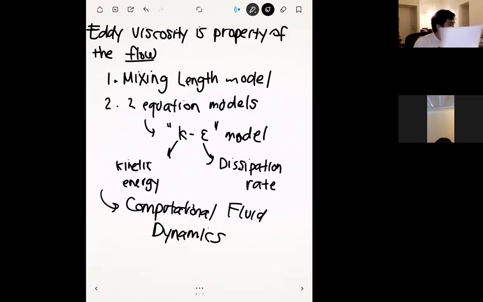All right. Any questions on eddy viscosity? The question is, is eddy viscosity usually larger or smaller than the fluid viscosity? Yeah, it's a good question. Most oftentimes the eddy viscosity is going to be much larger than the fluid viscosity.